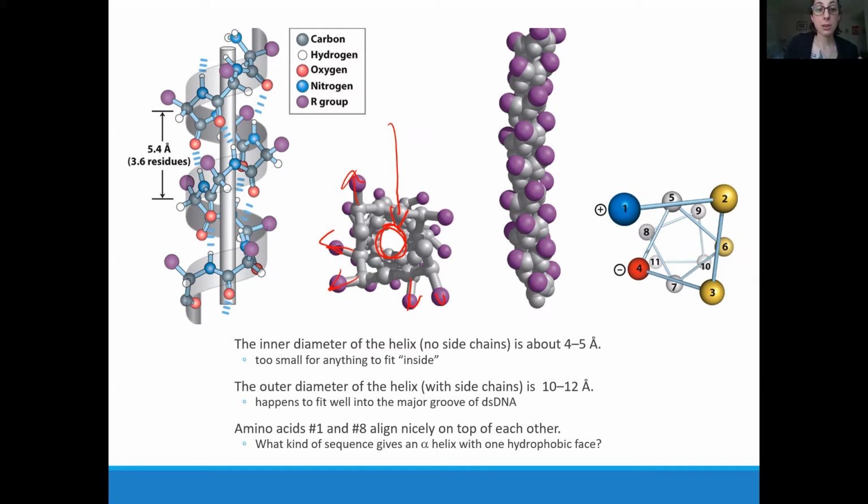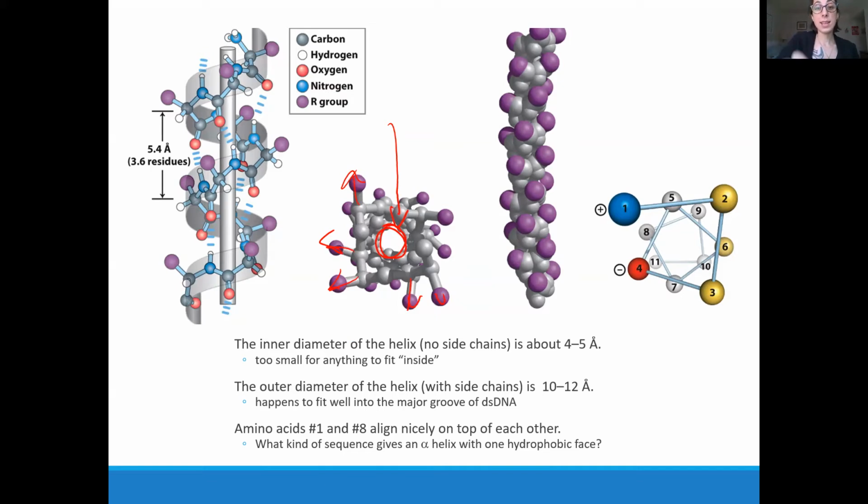Now, the outer diameter of the helix is about double the size. We went from 4 to 5 angstroms for the inside diameter, and the outside is about 10 to 12 angstroms. And it just so happens that this size, 10 to 12 angstroms, also fits very well inside the major groove of the helix of DNA. So these alpha helixes tend to be associated with areas that help to bind onto DNA.